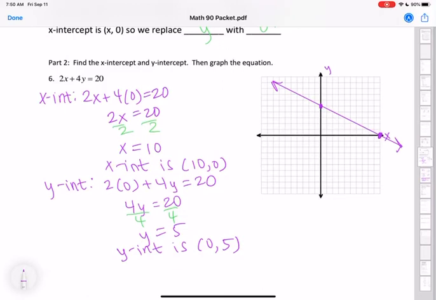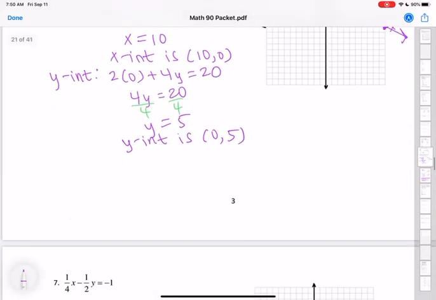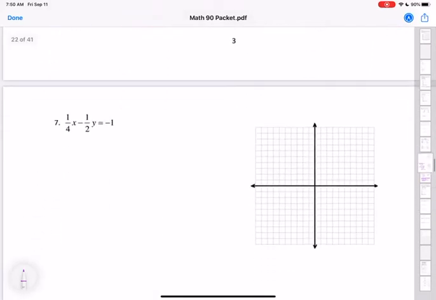Okay, the next one, it has fractions. Go ahead and give it a try. See what you can do. Go ahead and find that x-intercept by replacing y with 0. Find the y-intercept by replacing x with 0. Try to plot those 2 points and see what you get. Okay, hit pause. Press play when you're ready.